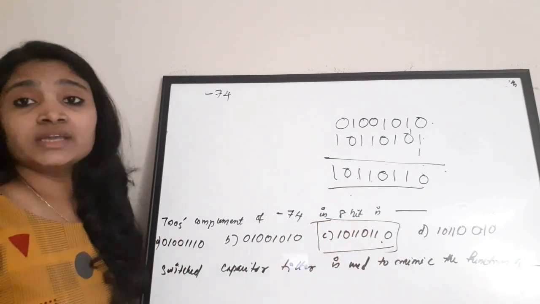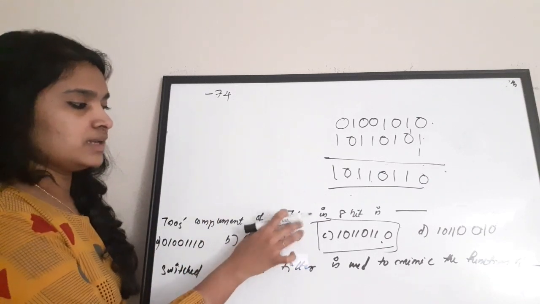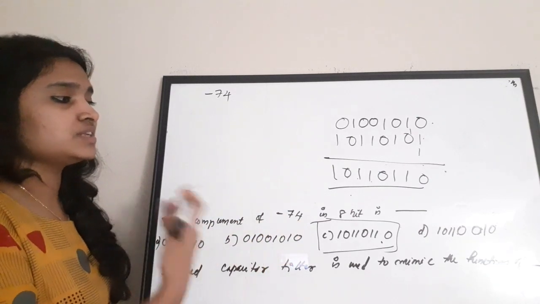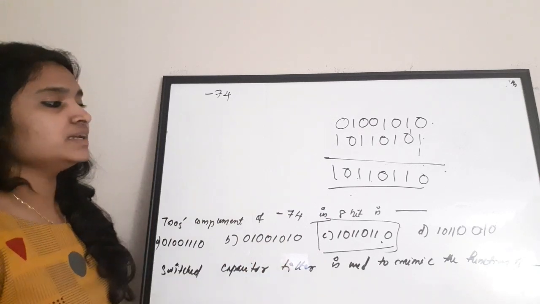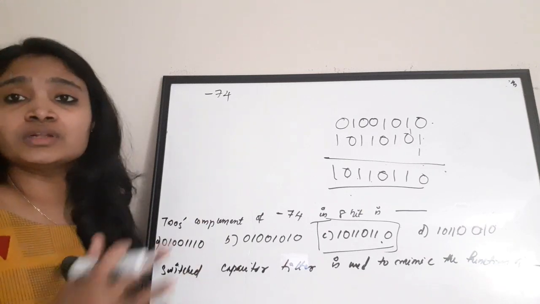So this is how you take 2's complement. First take the positive number's binary. In how many bits do you want to represent it? If it is 8 bits, convert to 8 bits. Okay. Then take the 1's complement, that is, toggle all the bits.